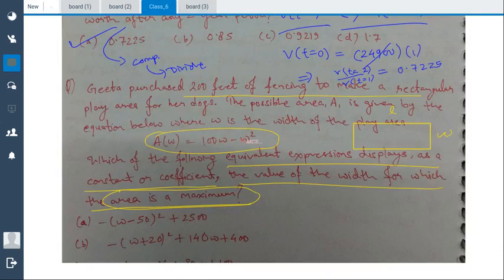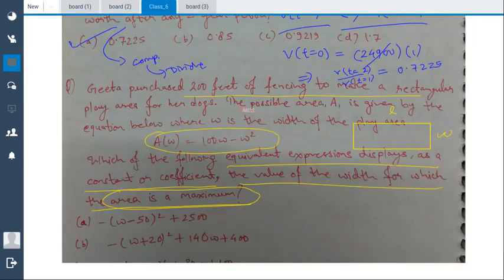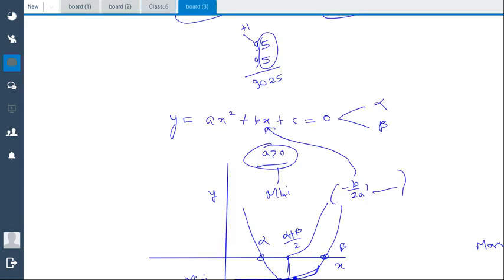Here, 100 w minus w square. What is the coefficient of w square? Don't get confused because I am putting the linear term first and the quadratic term later: minus w square plus 100 w. So the coefficient of w square is minus 1. Negative 1 means you are going to get the maximum value.